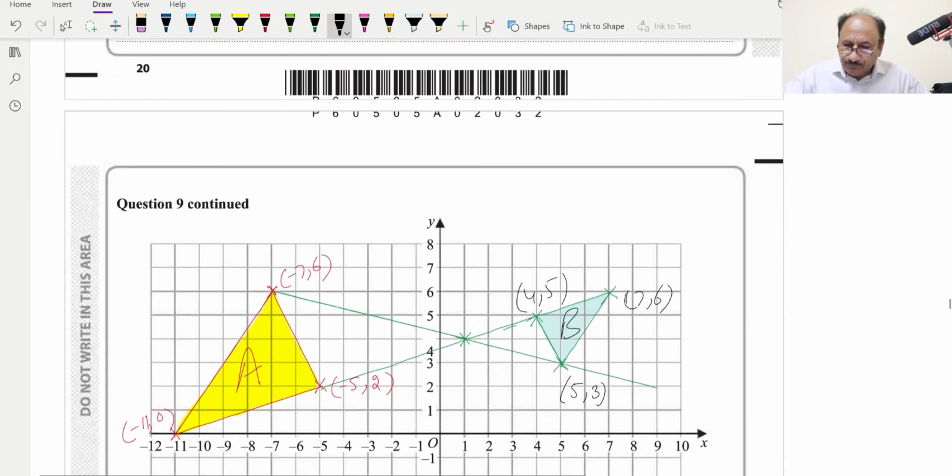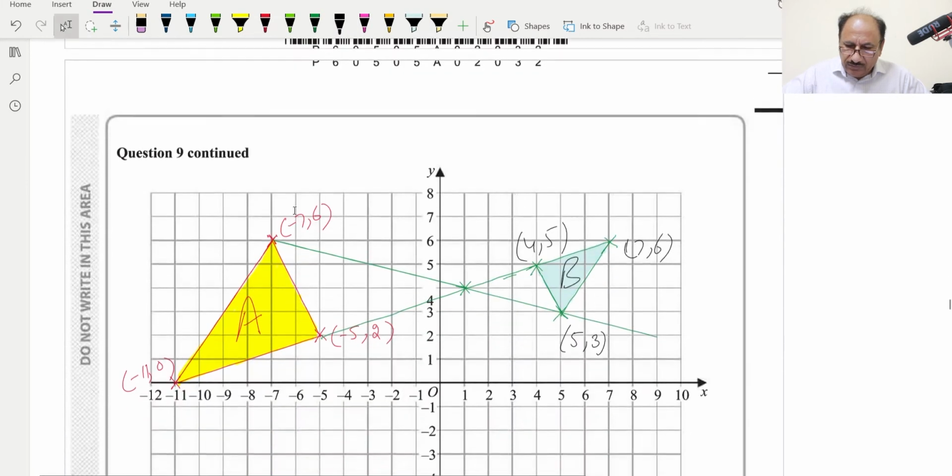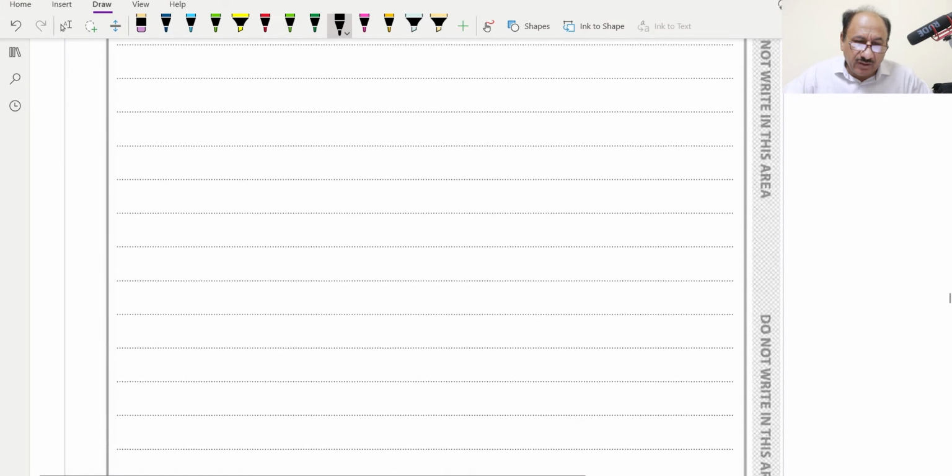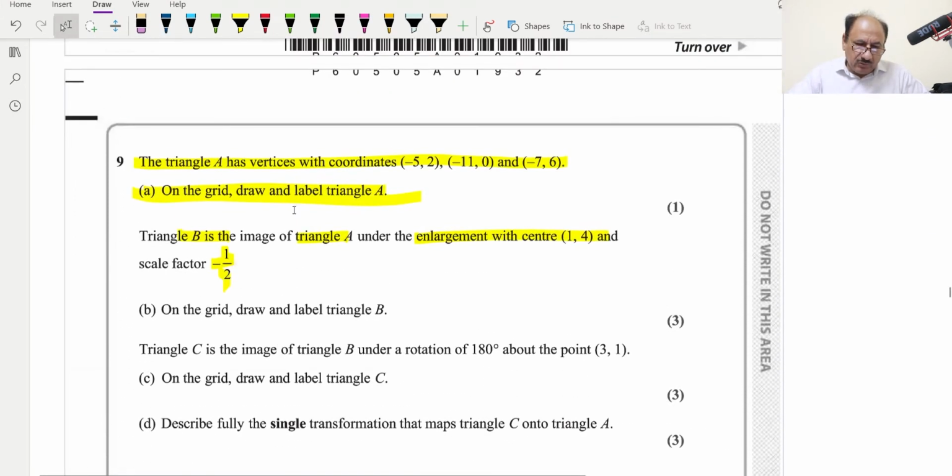After this, and this is basically center of enlargement, which is 1 and 4. So 1 and 4 we can indicate over here for the center of enlargement. So this is also done, which we have labeled as B. Now triangle C is the image of triangle B under the rotation 180 about the point 3 and 1 on the grid. Draw and label triangle C.